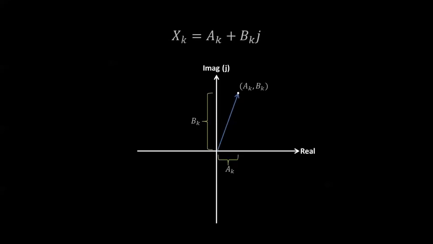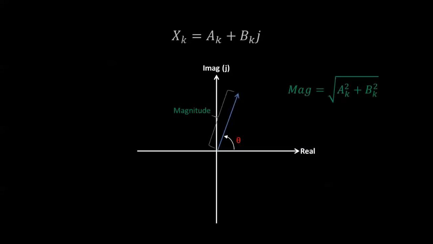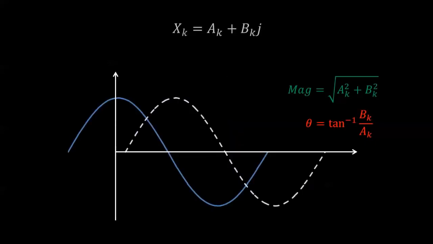Well, you can plot this complex number on a complex plane by using the real and the imaginary parts of the number as coordinates. Once you've plotted the point, you can extract information about this vector's magnitude by using Pythagorean's theorem, and extract information about its phase or its angle by using an arctangent. The magnitude that you end up calculating corresponds to the amplitude of the sinusoid at that frequency bin, and the phase or angle corresponds to how much that sinusoid at that frequency bin is shifted.